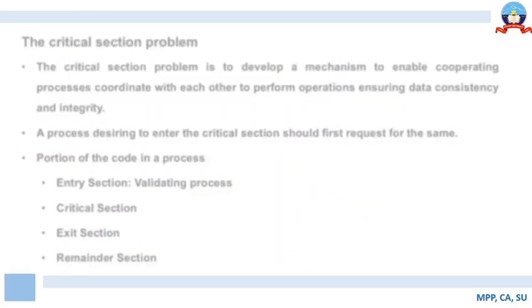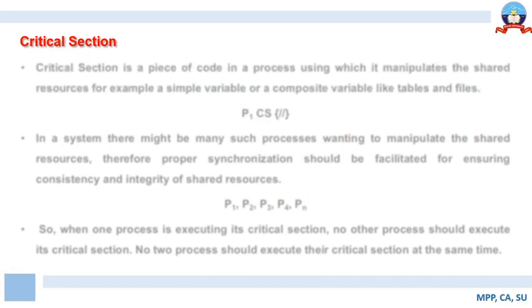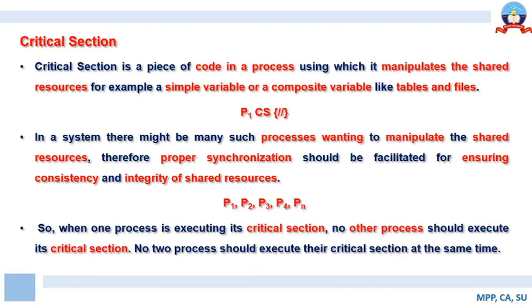So in today's class, what we have learned about is what a critical section is. We have learned that a critical section is a piece of code in a process using which it manipulates the shared resources. In a computer system there might be several such cooperating business processes wanting to enter into critical section, wanting to manipulate the shared resources. So there has to be a proper synchronization mechanism in place for facilitating ease of coordination and ensuring consistency and integrity of shared resources.